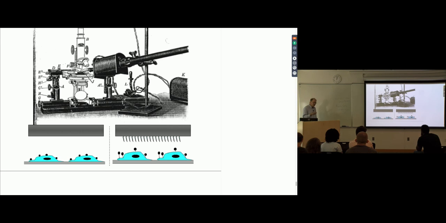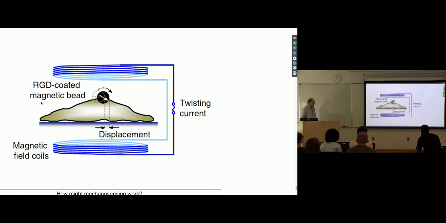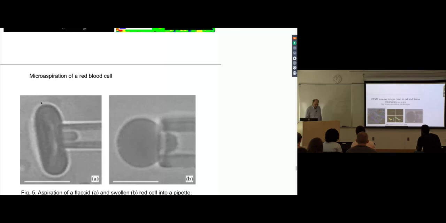And you can do that either uniaxially, or you can embed these beads into the cell and put slightly more complicated electromagnetic currents and twist the bead rather than pull up and down to put shear rather than elongation. Okay, so that's it. There's more stuff on the lecture notes if you need it.